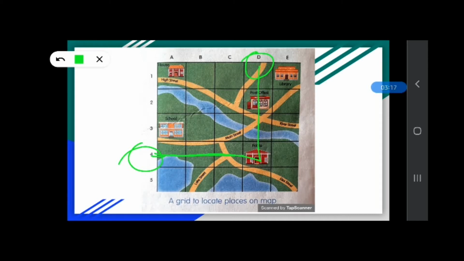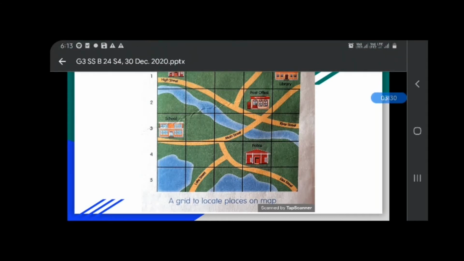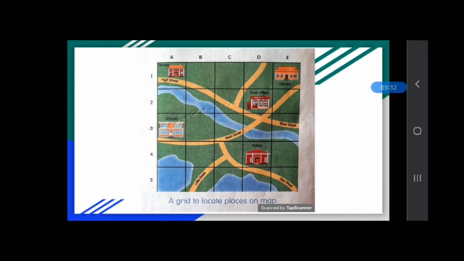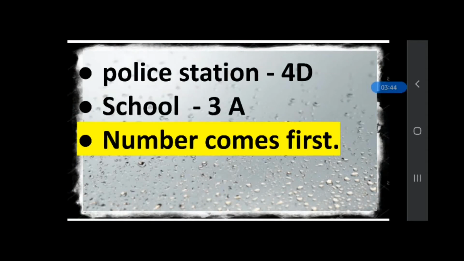And where is the school and house? The school is in 3A. And the house is in 1A. In this way, we can find places with the help of grids. And these are grids. These squares are grids. So, the police station is in 4D. The school is in 3A. And the house is in 1A.